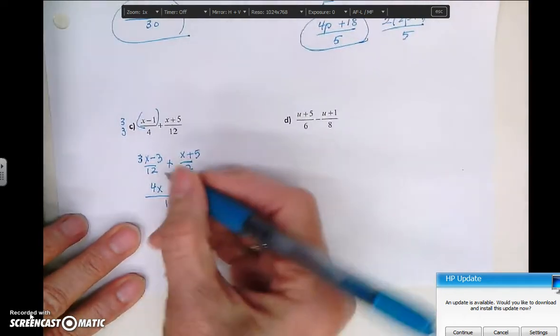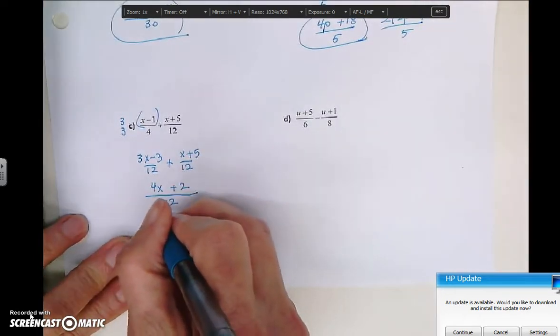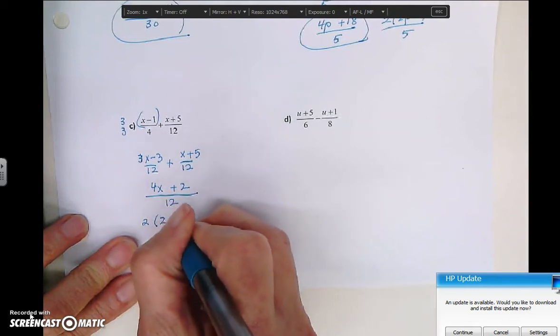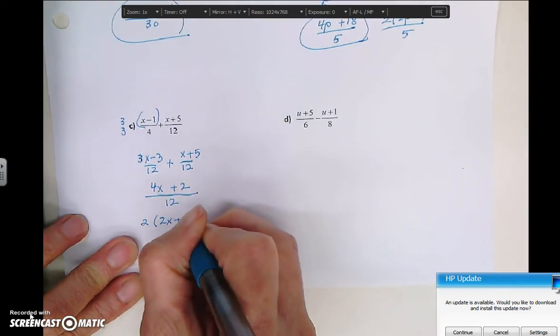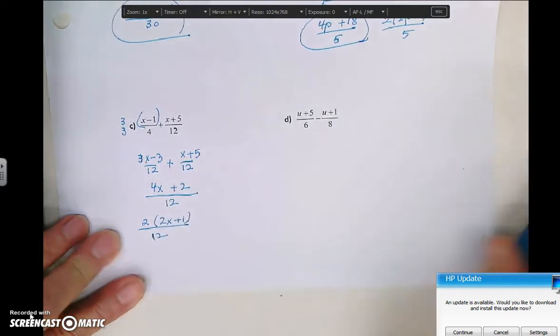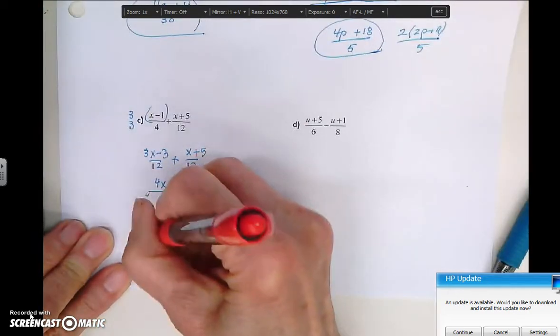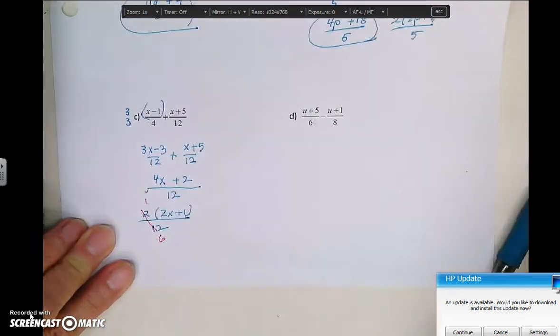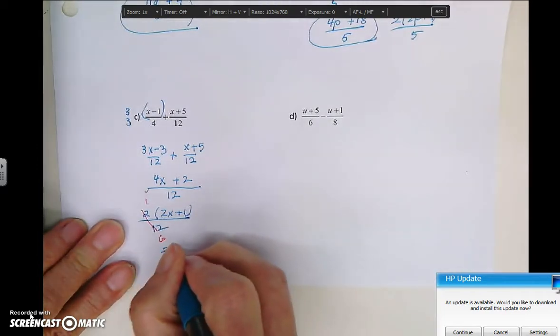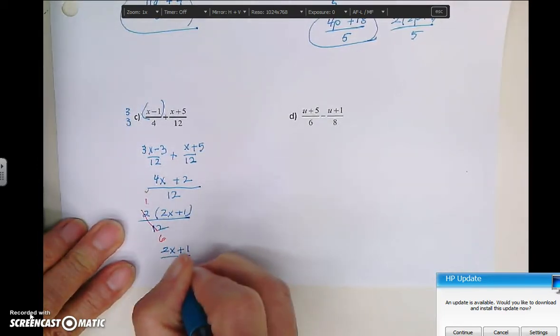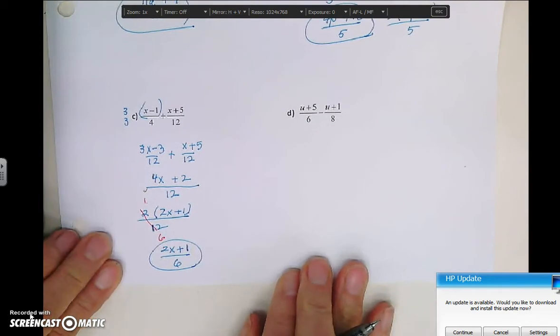Okay, I see a bunch of even numbers here. I'm going to factor out a 2. That leaves me with 2x plus 1 over 12. And here I can divide both of these, and I end up with 2x plus 1 over 6 when I reduce it.